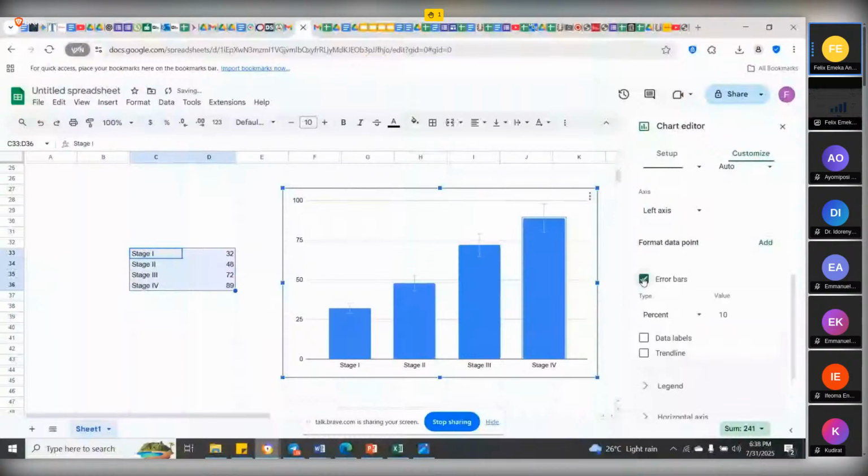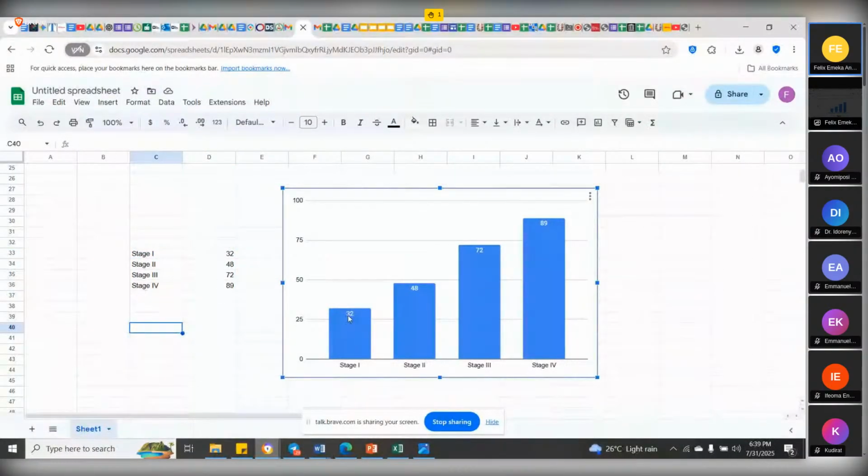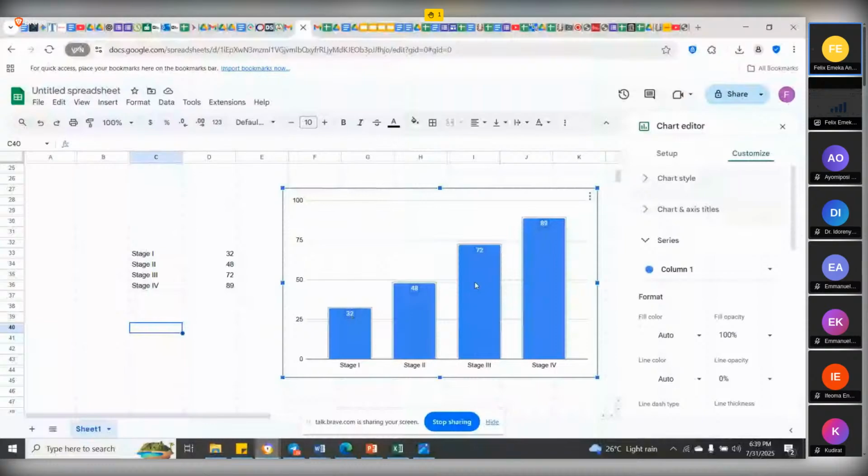So if you need error bars, they will come. If you need data labels, those numbers that are there, they will come. If you need the trend lines, they will come, depending on what you want. But in this case, it's the data label that we want. So it is white here. If you don't like it white, or if you want it in another color, you want it bold, you can click on that number. Once you click on that number, you have options.